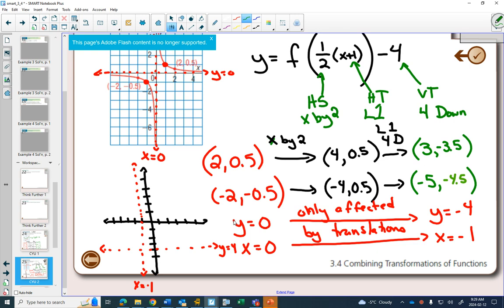and I have 3, -3.5, and I have -5, -4.5, and with the asymptotes, and just those 2 points is enough to draw the graph. I'm going to add a part B to this question.